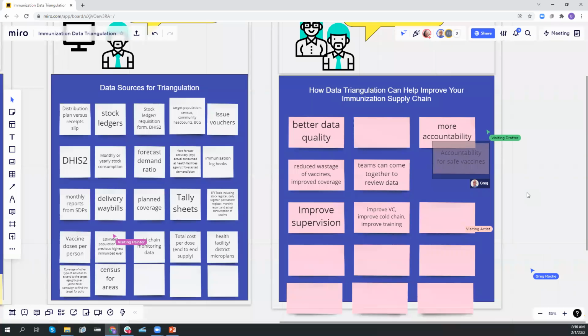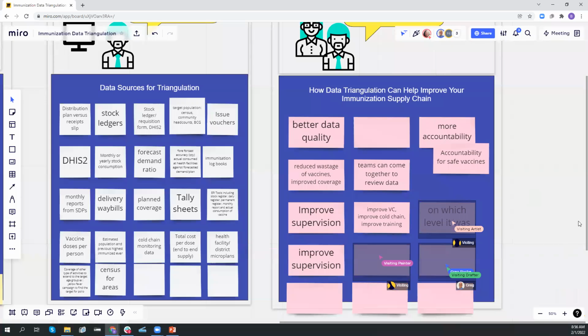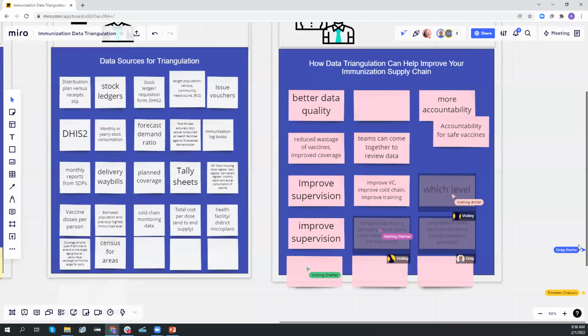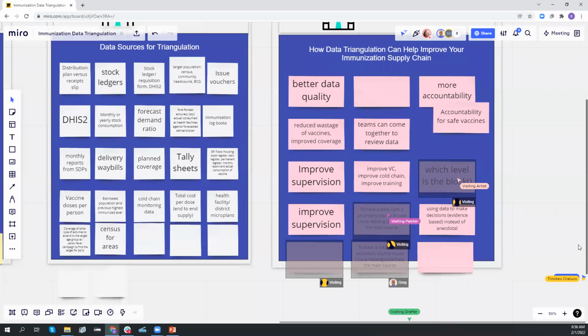So the data triangulation helped us to find this problem, and also to address recommendations or action plans in order to overcome it and improve the availability of this vaccine in the country. So this is one of the examples of how data triangulation can help you.